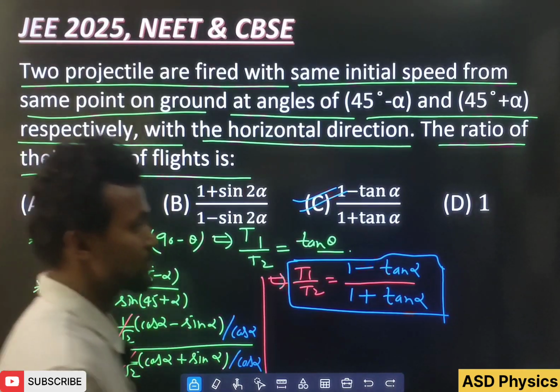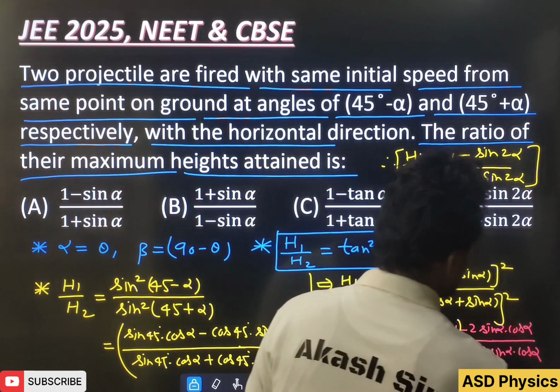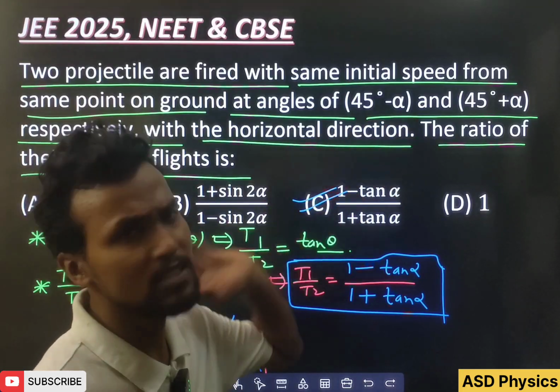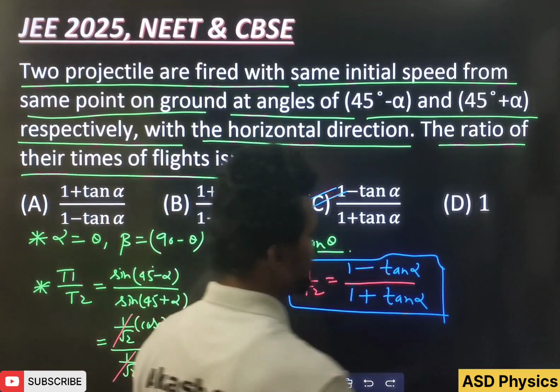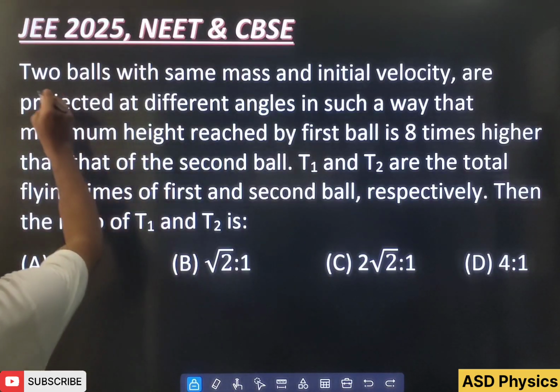Okay, and just kindly see here, the angles were 45 minus alpha and 45 plus alpha. Here also what is given? 45 minus alpha, 45 plus alpha. Okay, good. Next let's see.